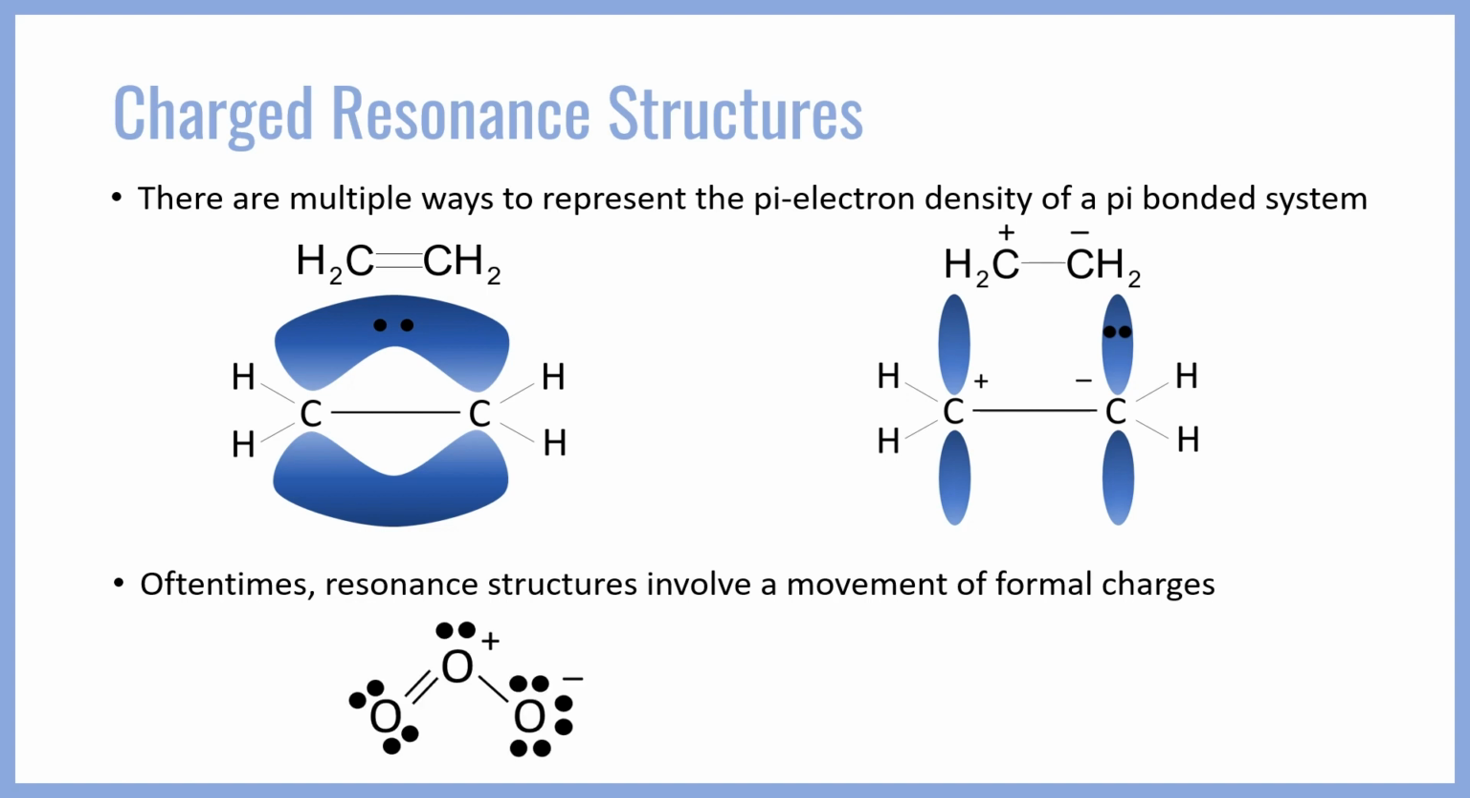For example, if we look at the ozone molecule, we see that one structure has the double bond to the oxygen on the left and a negative charge on the O on the right. But we can just as easily draw it such that the negative charge is on the O on the left and the double bond is on the O on the right. These two are completely equivalent structures, and they both contribute to the overall picture of the molecule.